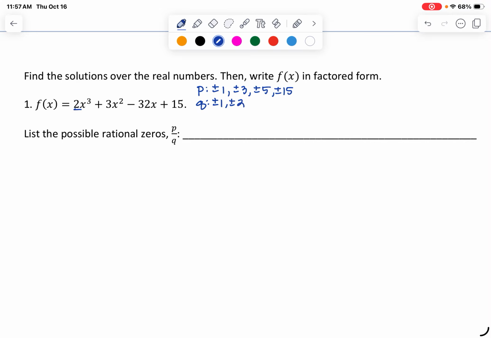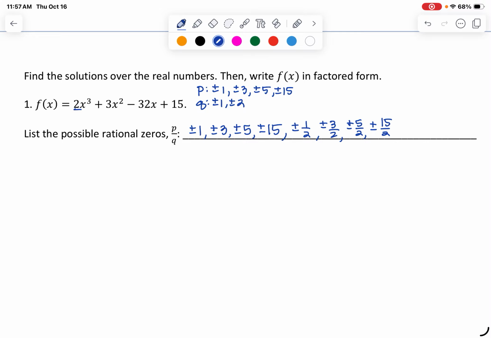All right, so we have plus or minus 1, plus or minus 3, plus or minus 5, and plus or minus 15. And then I also have to divide all of them by 2. So I divide this by 2, so that's plus or minus a half. Divide the next one by 2, so that's plus or minus 3 halves. Plus or minus 5 halves, and plus or minus 15 halves.